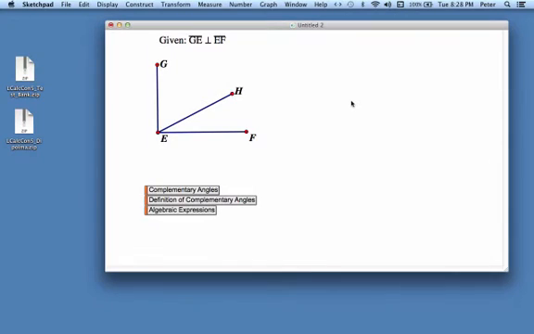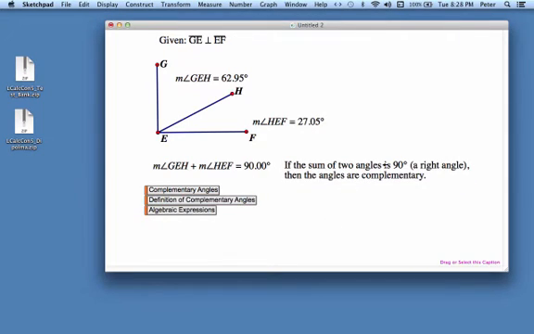Okay, let's talk about complementary angles. Suppose we were given that segment GE was perpendicular to EF. We can see from the diagram that angle GEF, this right angle, which we can be sure is right because we know the segments are perpendicular, is made up of these two smaller angles, angle GEH and angle FEH. So we can be sure that their sum is equal to 90 degrees. That makes them complementary angles. If the sum of two angles is 90 degrees, then the angles are complementary. That's a definition that you should make a flashcard for.